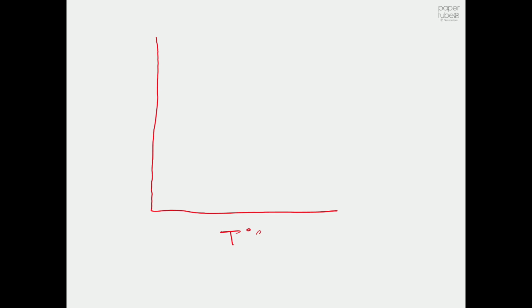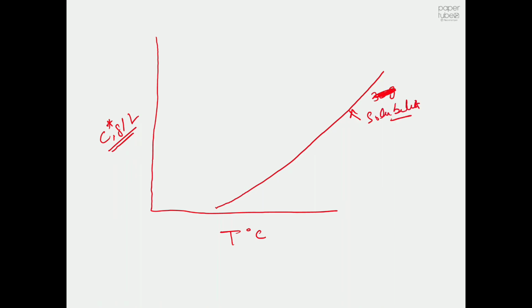You have your temperature in degrees centigrade, and then you have your solubility. So we are drawing this graph again and again. It's not a mistake, because we are learning about crystallization. If we don't have solubility, we cannot learn about crystallization. So we have our solubility line, and we have our metastable zone width. I'm just going to draw it again.